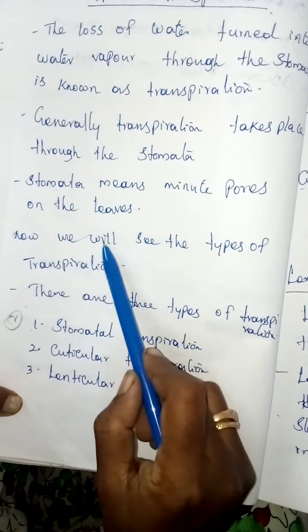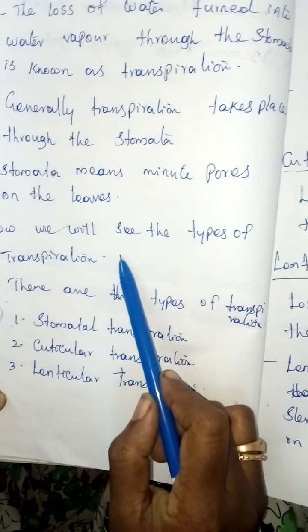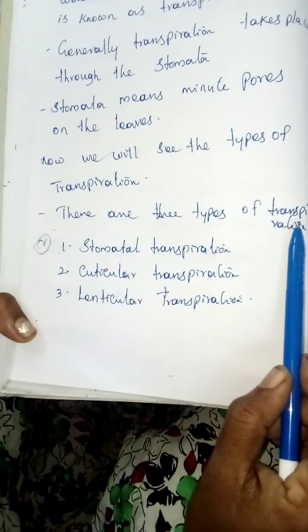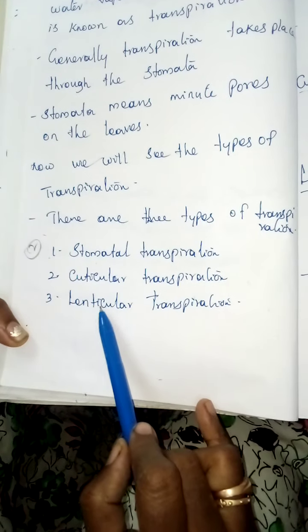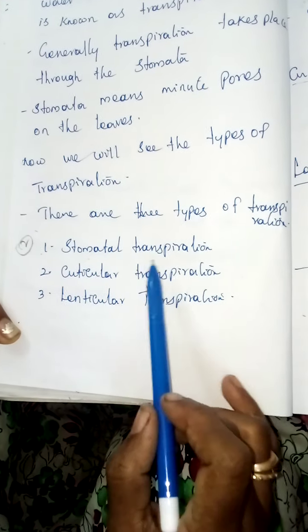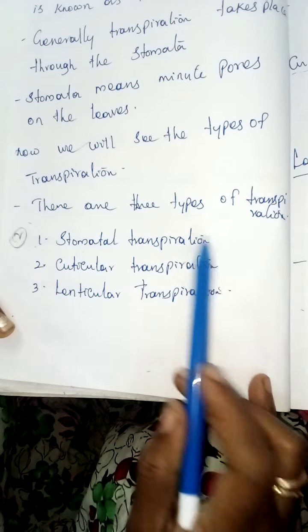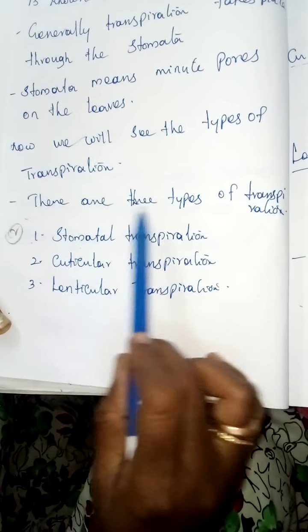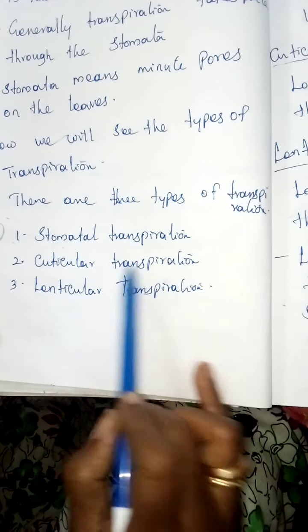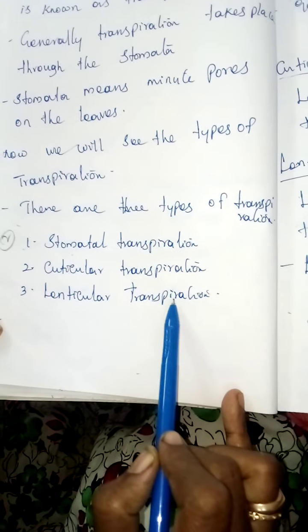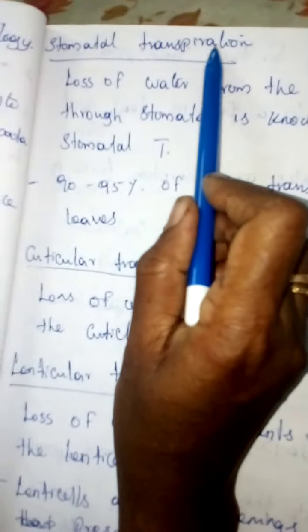Okay, now we will see the types of transpiration. There are three types of transpiration: stomatal transpiration, cuticular transpiration, lenticular transpiration. This is a very important 2 mark question. Once again I am telling, there are three types of transpiration: stomatal transpiration, cuticular transpiration and lenticular transpiration.